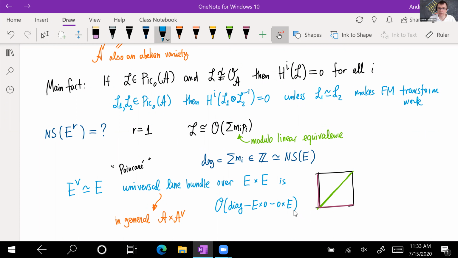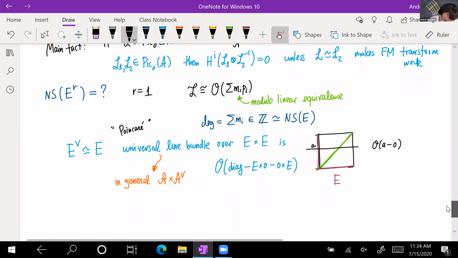Okay. So if I restrict to a point, say this is my base curve E, and if I restrict to some point A there, then the bundle I'm getting here is O of A minus 0, where 0 is the 0 point, right? And it's well known that all line bundles of degree 0 have this form, and that's this universal bundle. Okay.